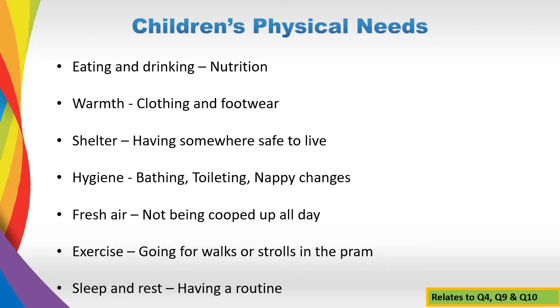They need fresh air, so they don't need to be cooped up all day, they need to be outside, so they need to have access to the outdoors to be able to get that fresh air. They need exercise, and again, that comes from getting outside, going for walks, taking them out, strolls in the pushchair, in a pram. But children need exercise.